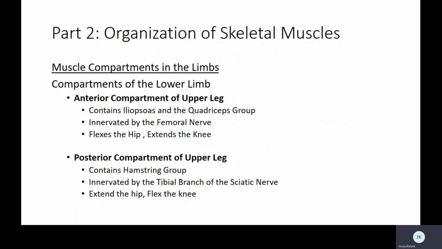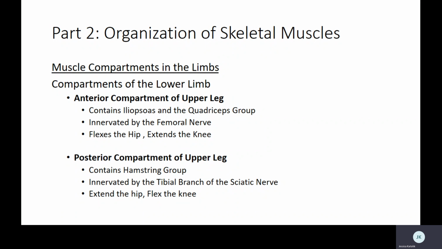Just a quick reminder, muscles love to be organized neatly and tightly in the limbs, and they do that using dense fibrous connective tissue. These compartments have muscles that have a similar insertion and origin, and therefore a similar action. In addition, they're generally innervated by a single nerve. So let's continue our conversation.